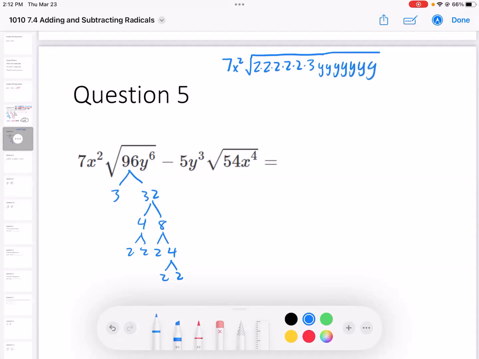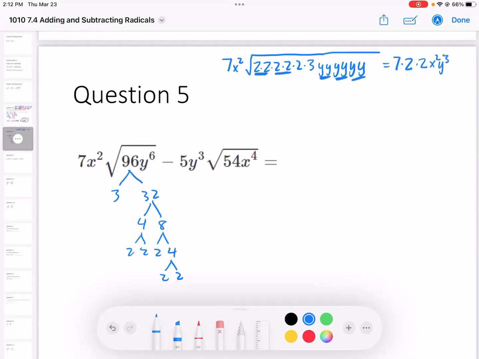So since I'm doing the square root, I look at it and I say, okay, if I take the square root of 2 squared, that's 2. So I'm going to have 7 times 2. Then I'll also have another 2 because the square root of 2 squared is 2. And then I'll have my x squared. Then when I take the square root of y squared and y squared and y squared, oh, I think I actually wrote too many y's, sorry. I should only have 6. So when I take the square root of each of those y squareds, I end up with 3 y's, which is going to be y cubed.